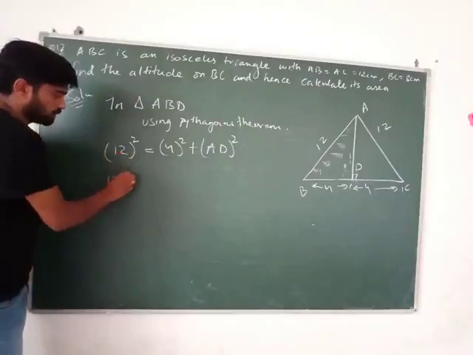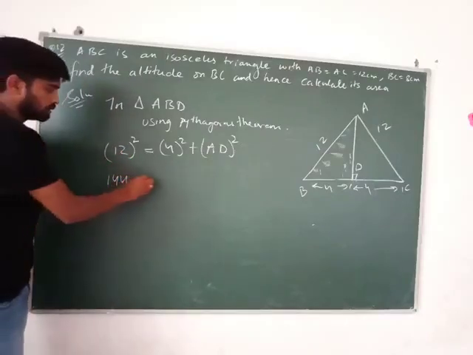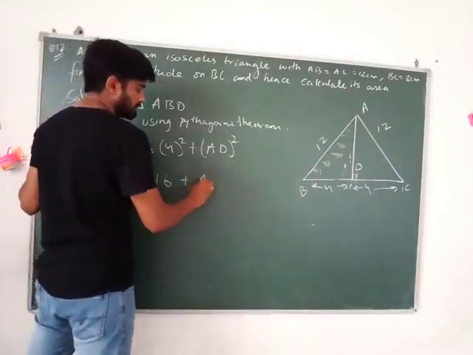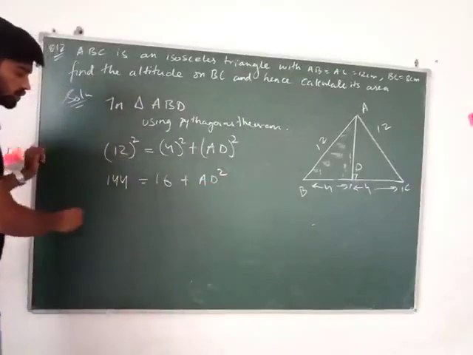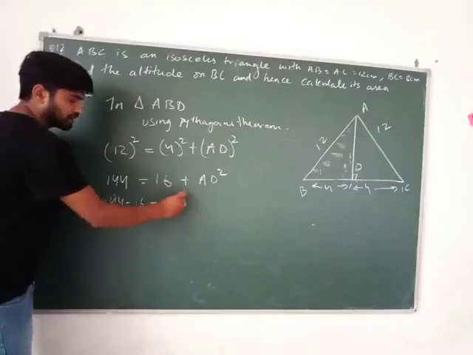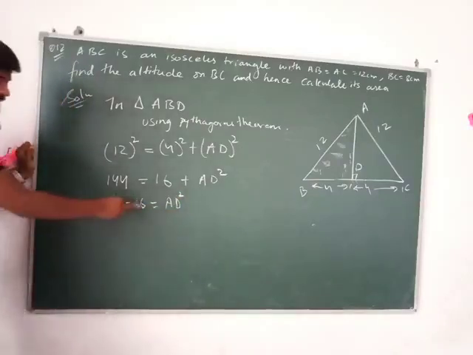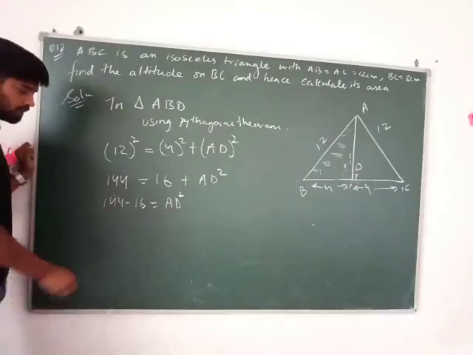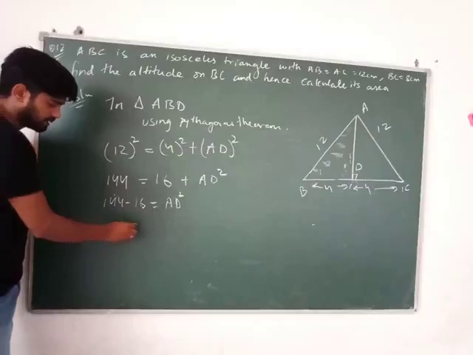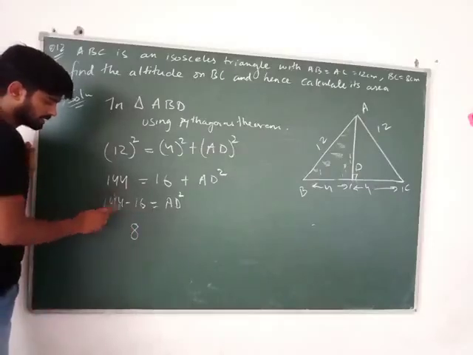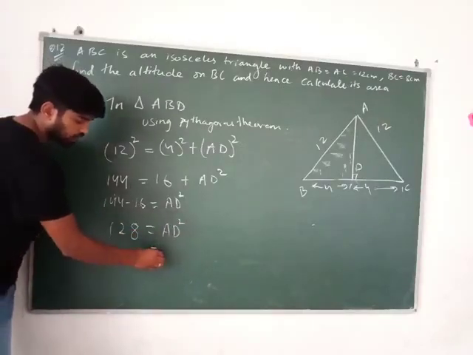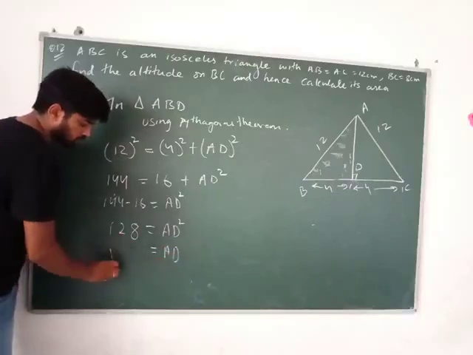12 square is 144, isn't it? Equals to 4 4s are 16, plus AD square. Now 16 goes on that side and gets subtracted, 144 minus 16. So I get the value of AD square. Right? When I subtract this, what will I be getting? Think about it. 14 minus 6 is 8, and then 128. So AD square is equal to 128, but I have to find the value of AD. So the square root is going to go on 128.